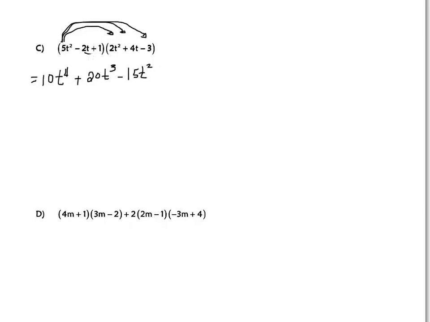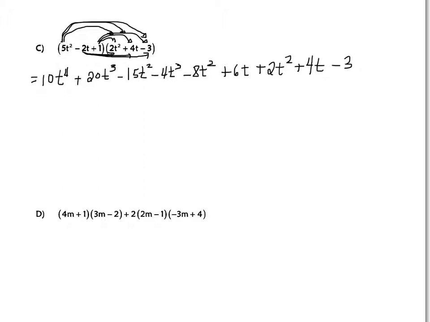And then you're going to distribute the negative 2t, so that's going to be negative 4t cubed. And then negative 8t squared. And then negative times the negative is going to give you a positive 6t. And then the 1 is going to get distributed. 1 times the 2t squared is going to be 2t squared. And 1 times the 4t is going to be 4t. And 1 times the negative 3 is going to be negative 3.